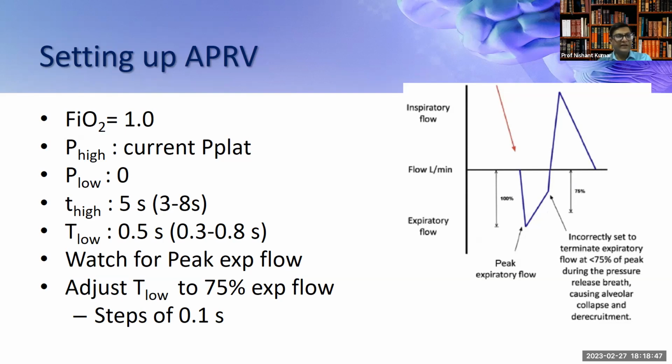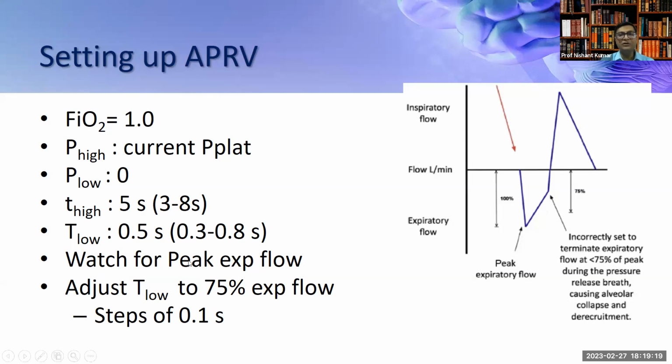Now, setting up the timings is important. Normally, T high and T low are kept in a ratio of 10:1. So if we set an initial T high of 5 seconds, the range is from 3 to 8 seconds. And we set the T low 1/10 of the T high, that is 0.5 seconds. Again, the range is from 0.3 to 0.8 seconds. And it is the T high which will determine the rate that is being delivered by the patient.